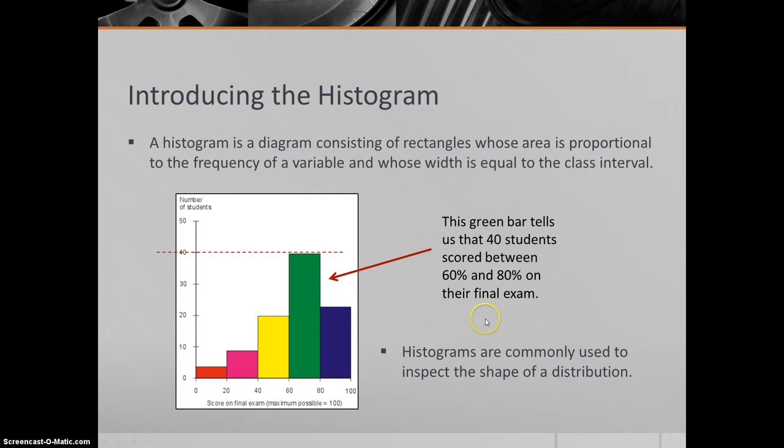So histograms are commonly used to inspect the shape of a distribution. When we say shape of a distribution, we're talking again about one variable. In this case, it's a score on this test. This is different from a bar chart. In a bar chart, each column is a different category. So it's a different use of this design.